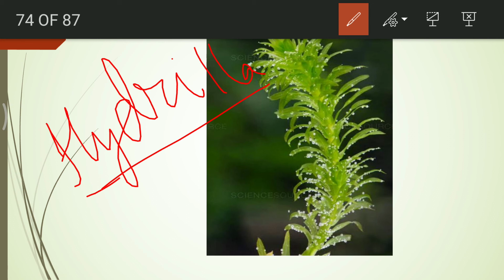So hydrilla is a pond weed, basically found in the pond. And as we are aware, all the aquatic plants require dissolved oxygen. They are capable of taking up dissolved oxygen and carbon dioxide for the different processes they perform. For respiration, they need the presence of oxygen, whereas for photosynthesis, they require the presence of carbon dioxide.